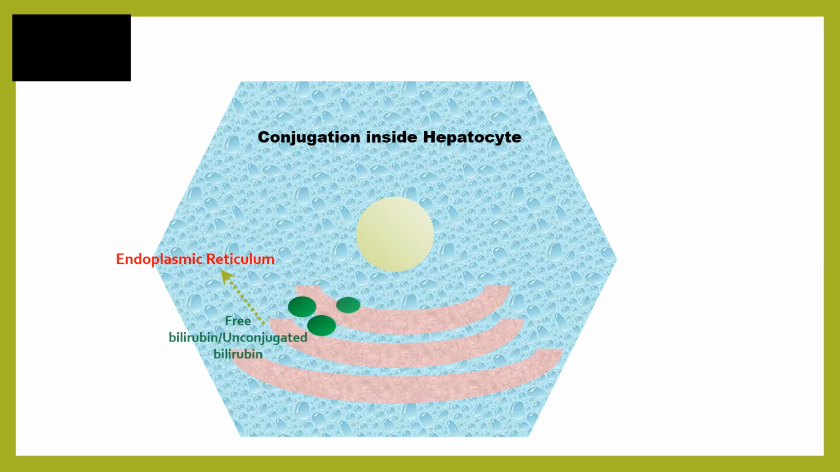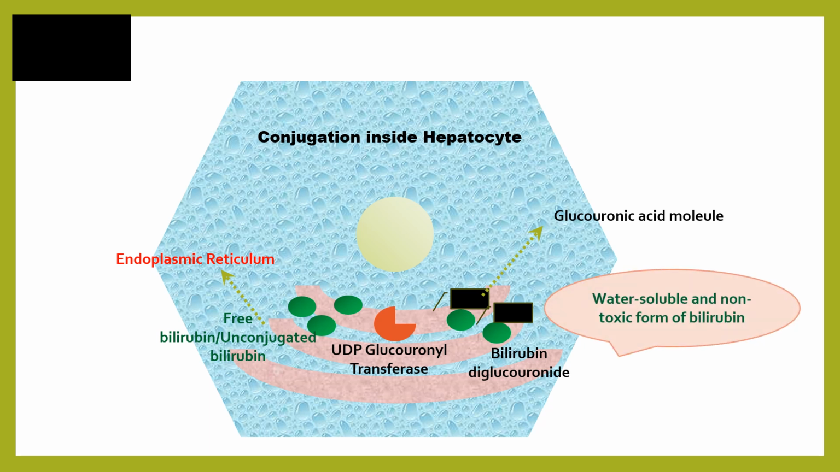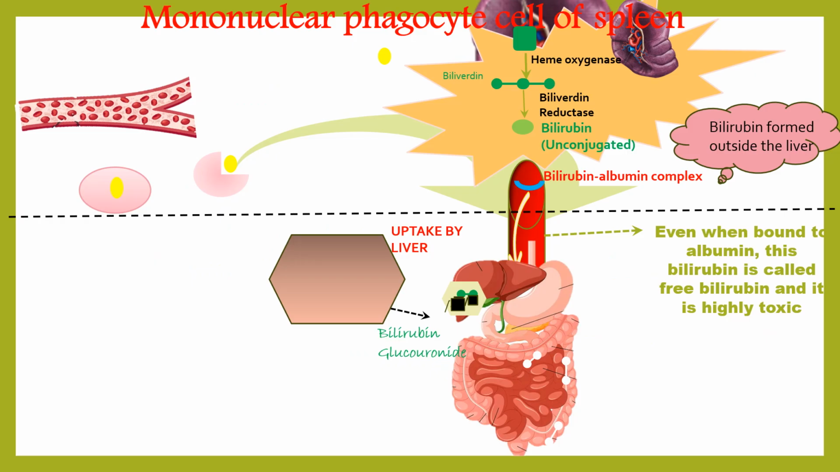Hepatic processing of bilirubin occurs in endoplasmic reticulum and involves conjugation of free bilirubin with 1 or 2 molecules of glucuronic acid by enzyme UDP-glucuronyltransferase and formation of bilirubin glucuronide, which is a water-soluble and non-toxic form of bilirubin.